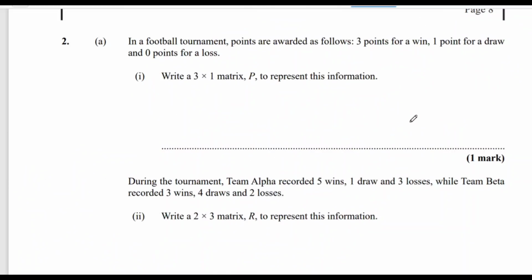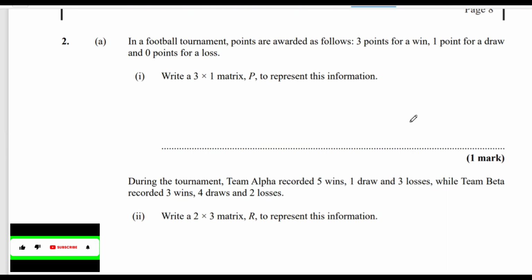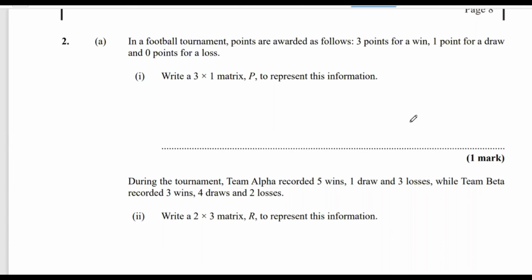In a football tournament, points are awarded as follows: 3 points for a win, 1 point for a draw, and 0 points for a loss. They want us to write a 3x1 matrix P to represent this information.